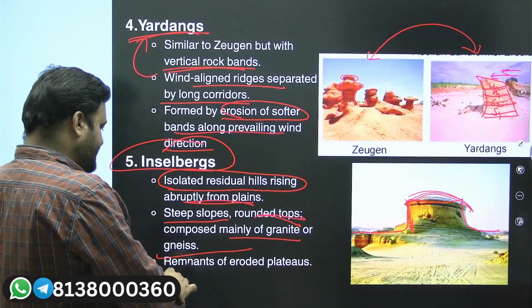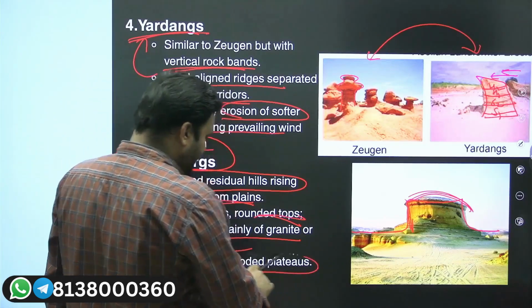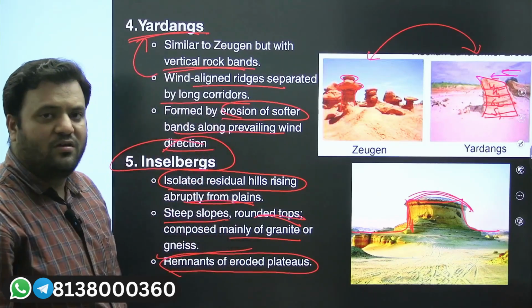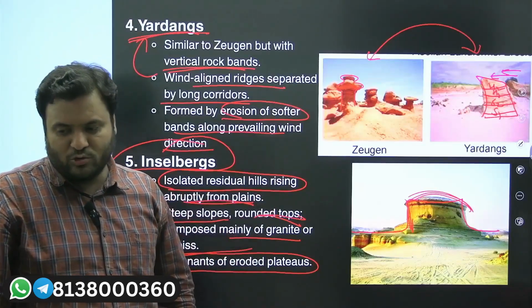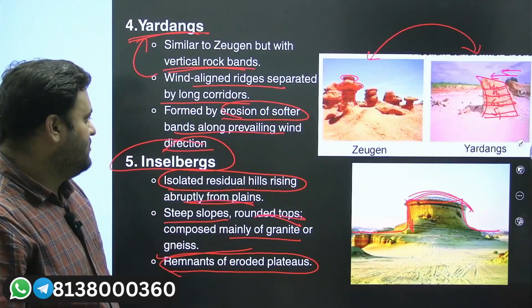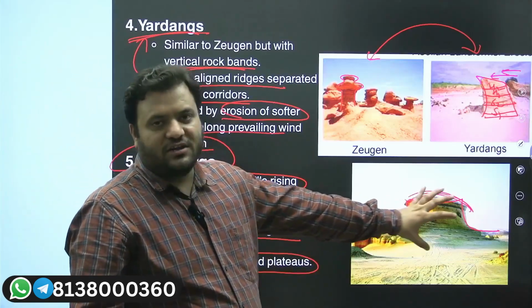And yes, it is a remnant of an eroded plateau. It is the erstwhile part of a specific plateau. So this is what? Inselberg, isolated mountains.